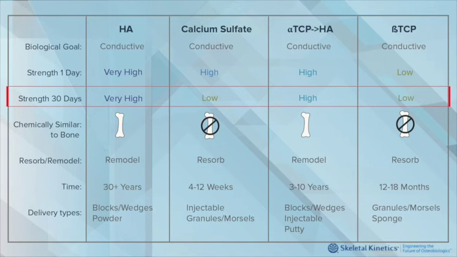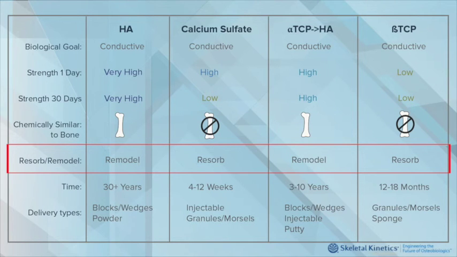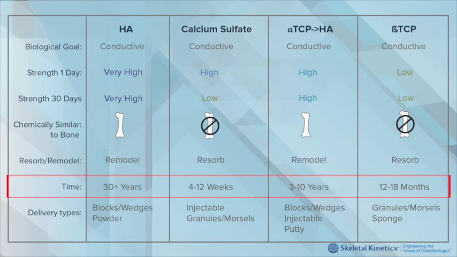Calcium sulfate has degraded down to the strength of a beta TCP by this point. Chemically, the only two that are similar to bone are HA and alpha TCP. As you can see, the graphs are also different in that HA, alpha TCP remodel, whereas sulfate and beta TCP resorb. And the time for remodeling/resorption is such that HA takes the longest, followed by that of alpha TCP, which takes the same time as bone. Then we have beta TCP, which is on average 12 to 18 months by itself, and calcium sulfates, which is only 4 to 12 weeks.